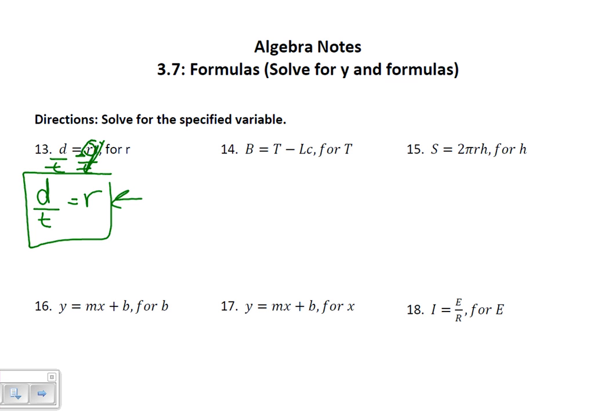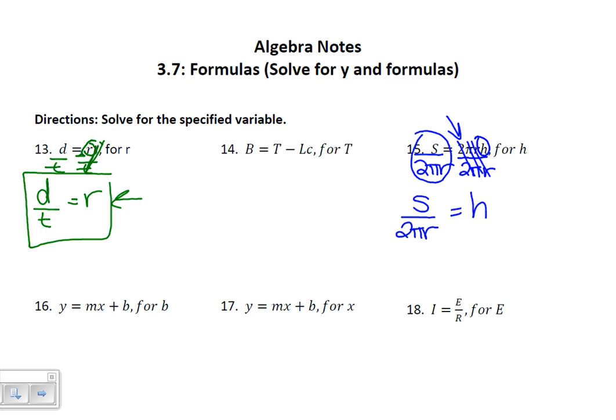So number 15. When I look at it, it wants me to solve this equation for h. When I look at what they did to h, they multiplied it by 2 pi r. I'm going to clump those all together as one thing, 2 pi r. So if they multiplied by 2 pi r, I want to divide by 2 pi r. So we're going to divide this side by 2 pi r, and this side by 2 pi r. Those cancel. So I'm left with h equals, again, I don't know what this is, so we're going to leave it just like it says. S over 2 pi r.